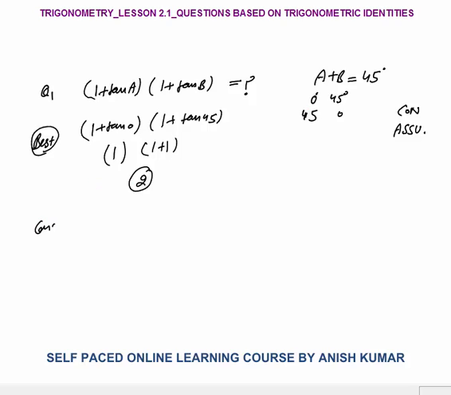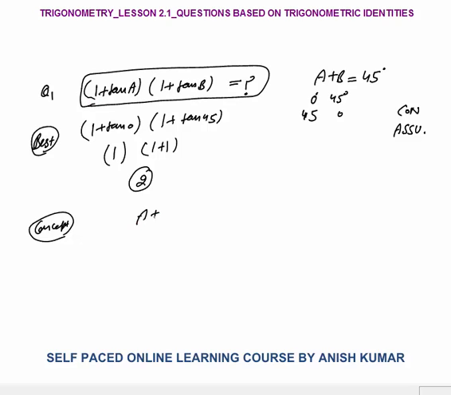By concept, how can you solve this question? This is what you need to calculate, (1 plus tan A) into (1 plus tan B). A plus B is given to you as 45 degrees. Apply tan both sides. Tan of (A plus B) will be equal to tan 45, which is equal to 1.